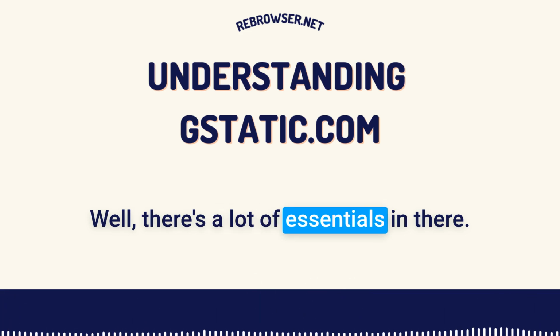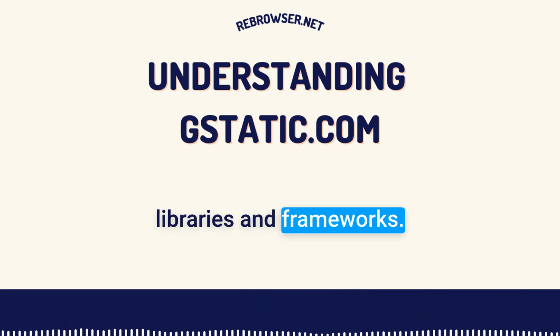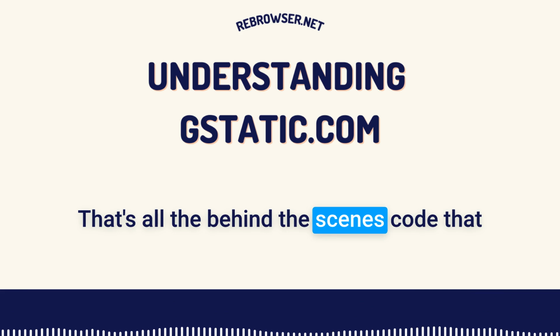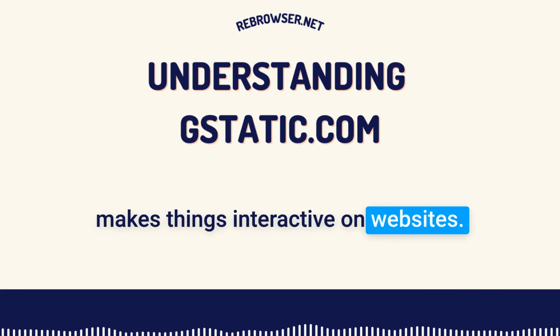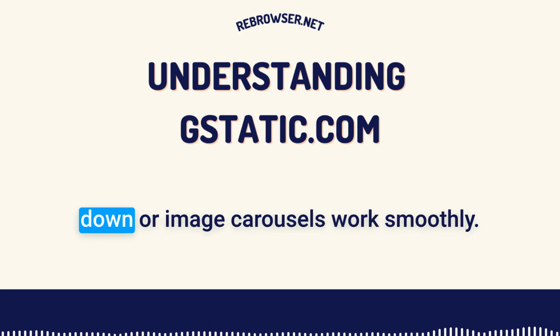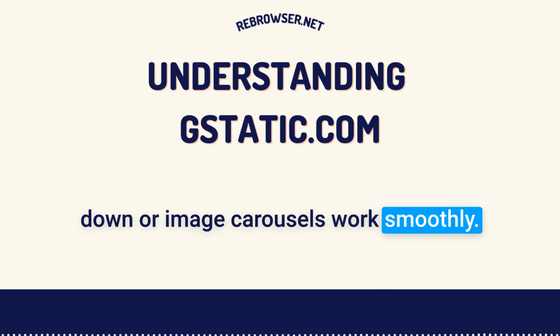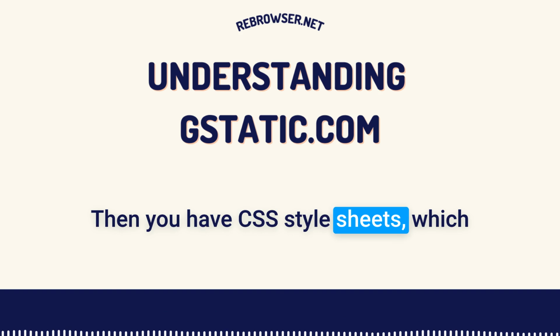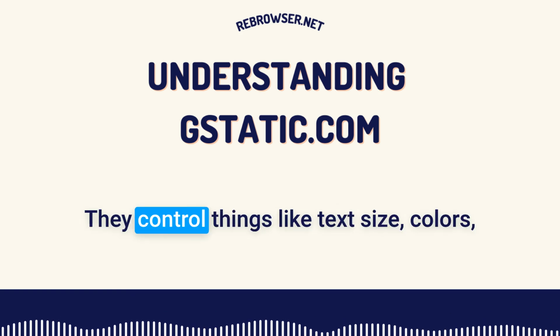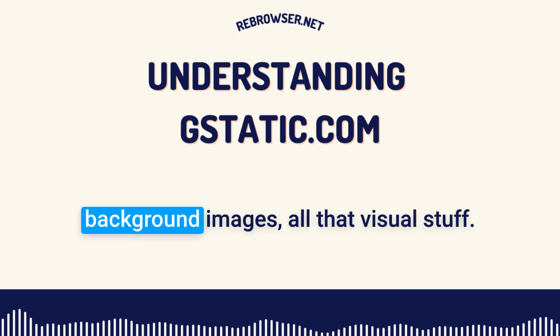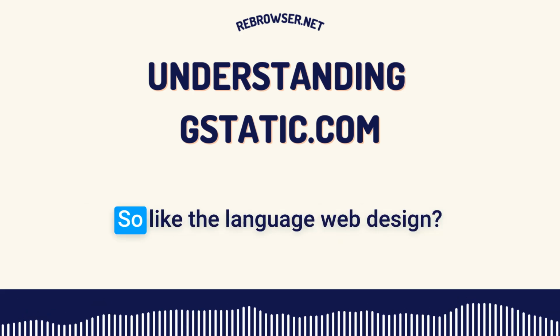Well, there's a lot of essentials in there. First, you've got the JavaScript libraries and frameworks. That's all the behind-the-scenes code that makes things interactive on websites, the stuff that makes menus drop down or image carousels work smoothly. Then you have CSS style sheets, which are basically the design instructions. They control things like text size, colors, background images, all that visual stuff. It's like the language of web design.